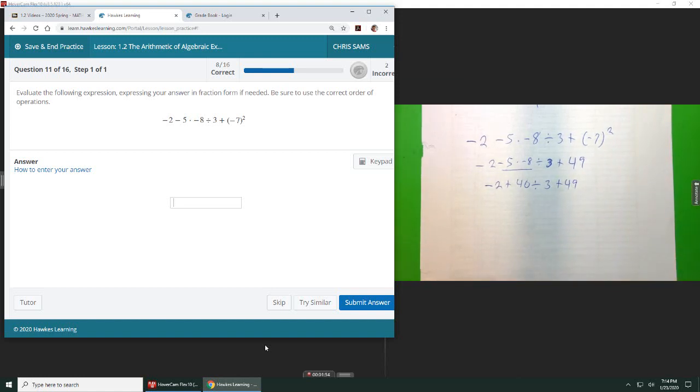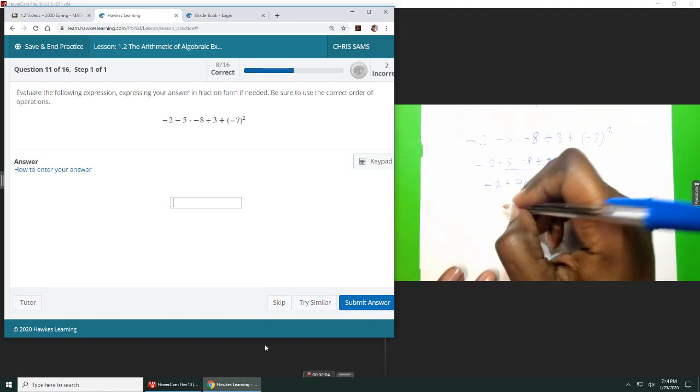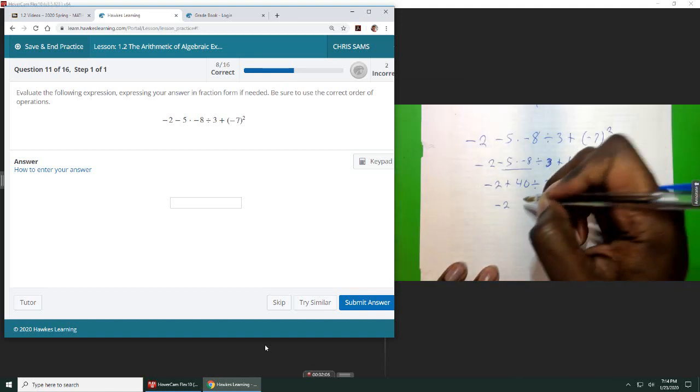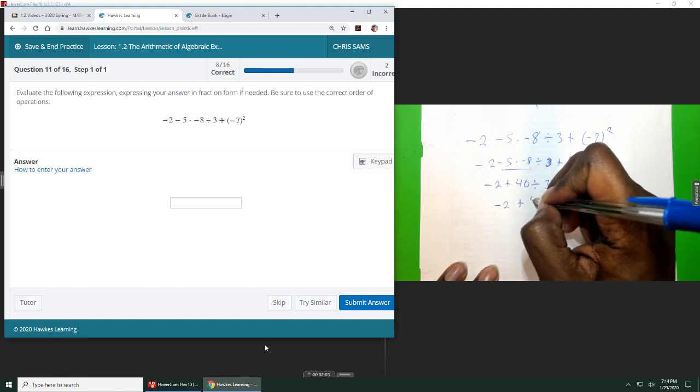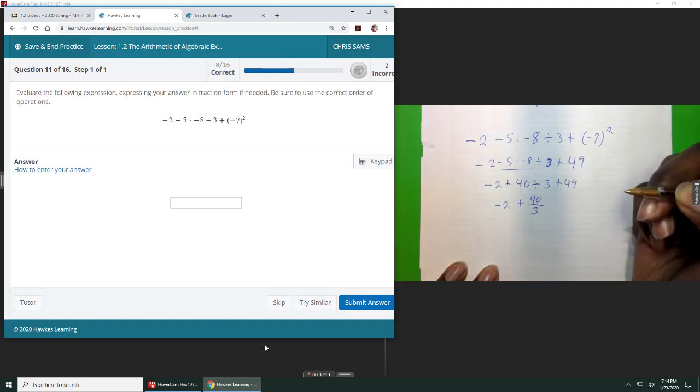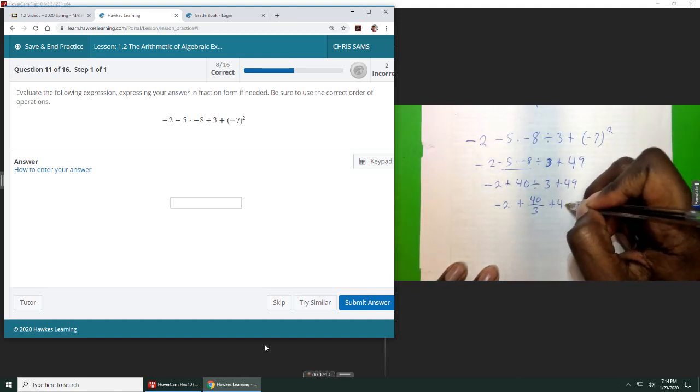Okay, now it gets sticky. We have to divide 40 divided by 3, and 40 doesn't divide into 3 evenly. So I'm just going to leave it as a fraction. I'm going to have a -2, and I'm going to say plus 40 divided by 3, and then plus 49.